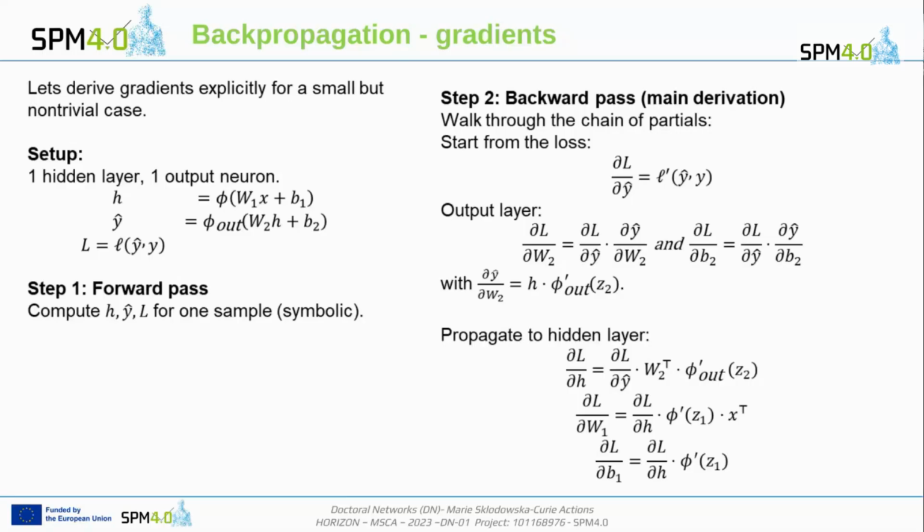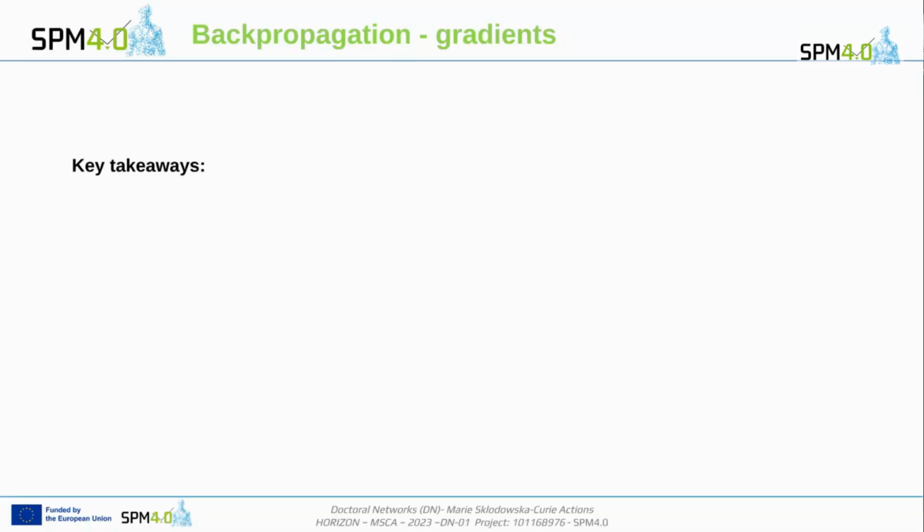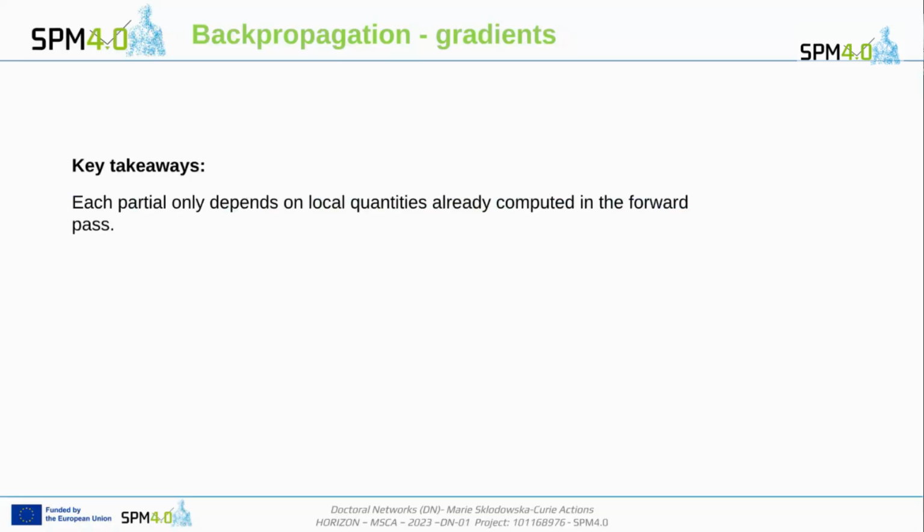You just unfold the partial derivatives there. One key point is that all the partial derivatives depend on the local quantities, which were already computed when we went forward in the network. The backwards pass is just the mirror of that, and we have all the values we needed, just with the loss values.